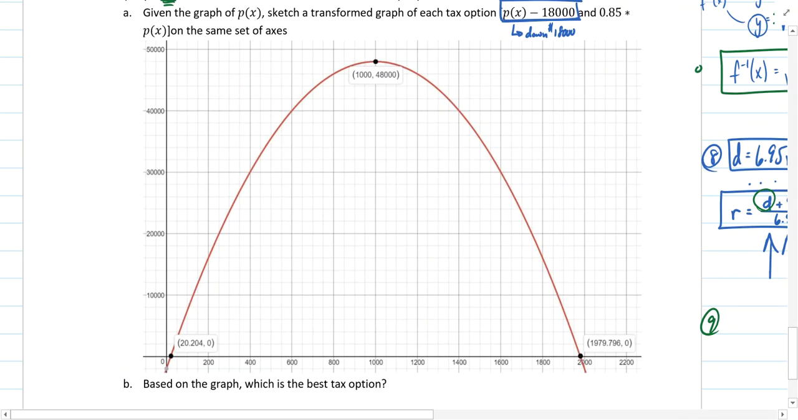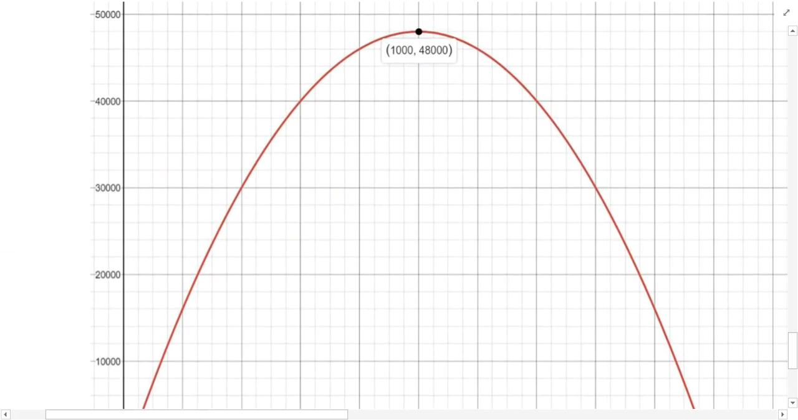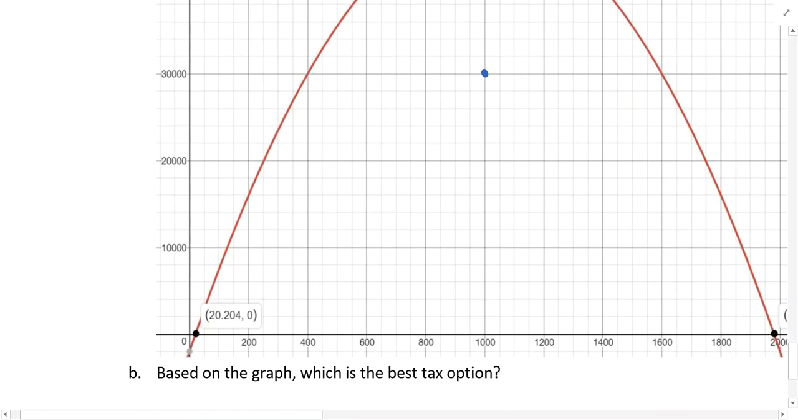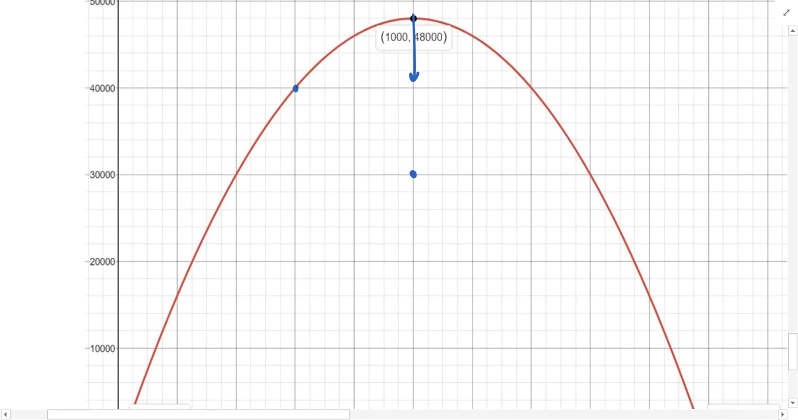So if we sell 1,000 gallons of paint, instead of having a profit of 48,000, we have to subtract 18,000 off of that after we pay our tax bill. And so this data point is going to drop down 18,000 units to about 30,000 right here. This data point looks kind of nice. That's about 40,000. That's going to drop 18,000 points to $22,000. And that'll get mirrored over here as well.